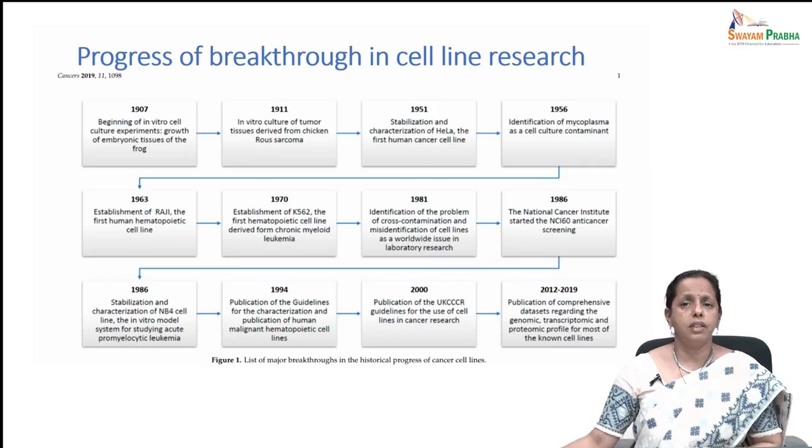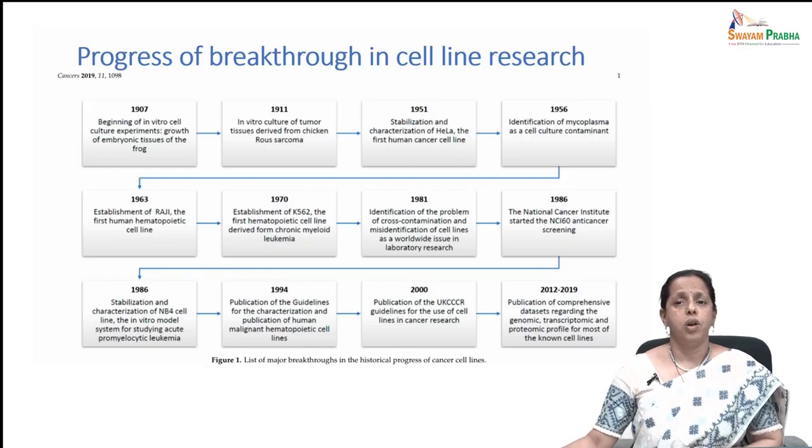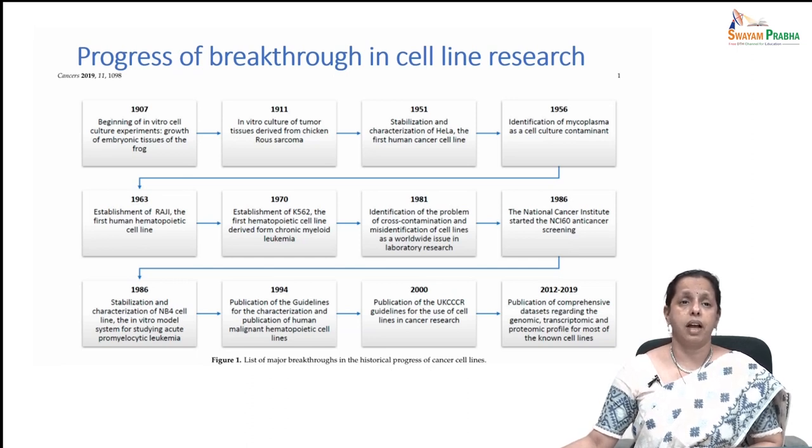Although the Raji cell line was proven to be a model system generated by EBV virus infection, defining the cell line conditions was very important to establish its growth, and it was one of the first cell lines for suspension culture. So this is another key breakthrough, or landmark, during the cell line research process. And again, here you have 1970, the K562, which is derived from chronic myeloid leukemia.